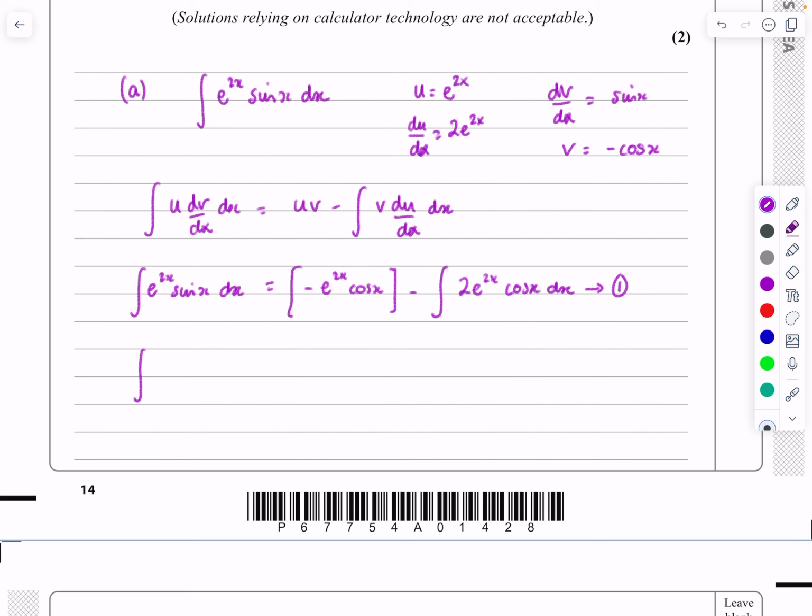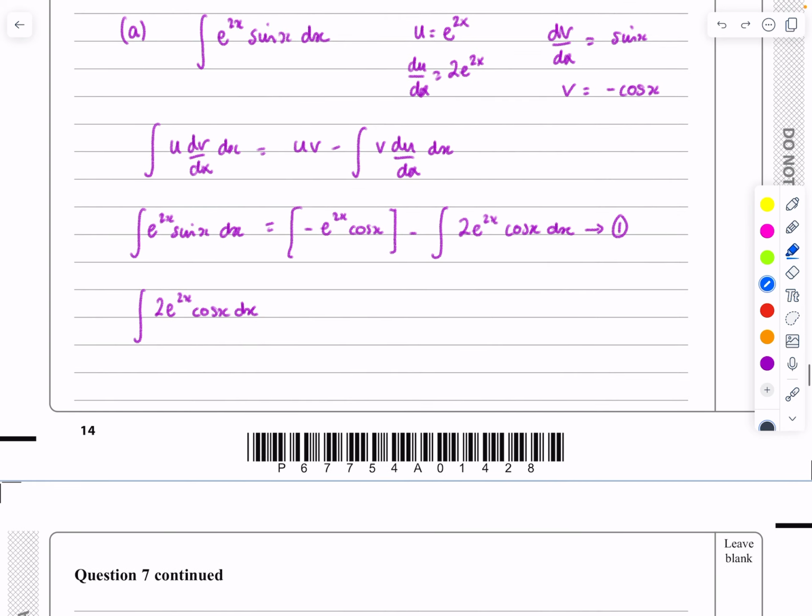I'll just go through and actually do it all, because otherwise it's going to take me quite a long time to explain on this video. So I'm now trying to do the integral just of this bit. Okay, so if I'm going to do the integral of that bit, we're going to repeat the process.